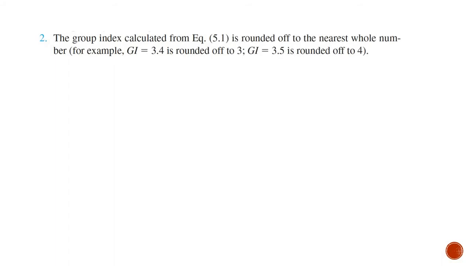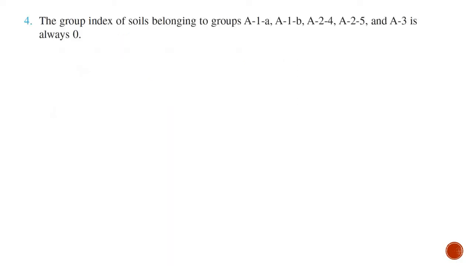Rule number 2, the group index calculated from equation 1 is rounded off to the nearest whole number. For example, GI 3.4 is rounded off to 3, and GI 3.5 is rounded off to 4. So take note, whole numbers, no decimal numbers. Rule number 3, there is no upper limit for the group index. Rule number 4, the group index of soils belonging to A-1-a, A-1-b, A-2-4, A-2-5, and A-3 is always 0.